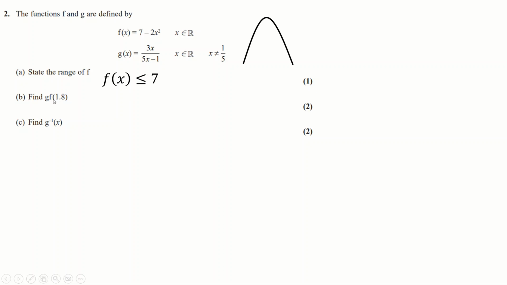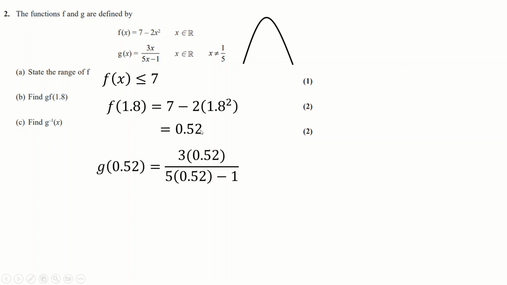Hence find this. Now you could actually compose g and f here to find g of f, but the easier way is just to work out f of 1.8 and type that into a calculator, and then do g of this. And that's probably the easiest way of doing that. So we get this, that's the answer.